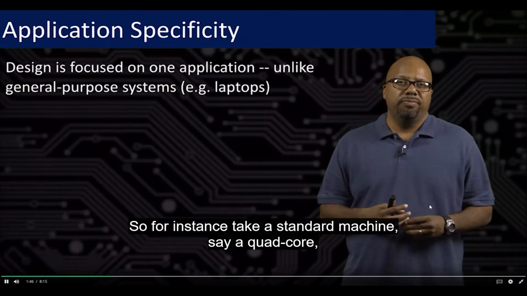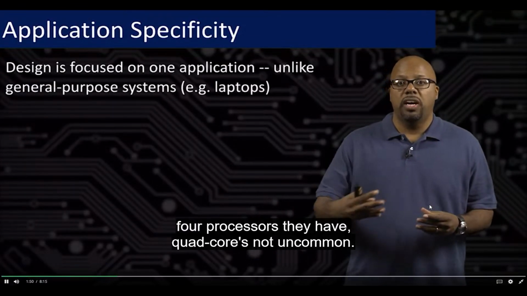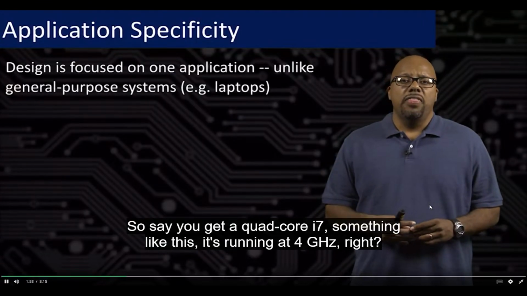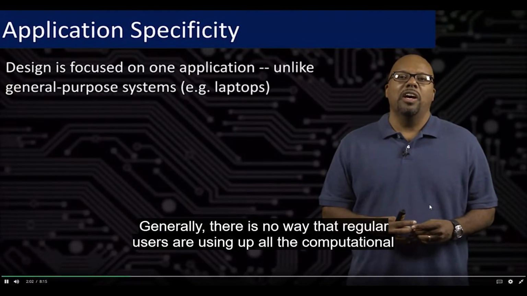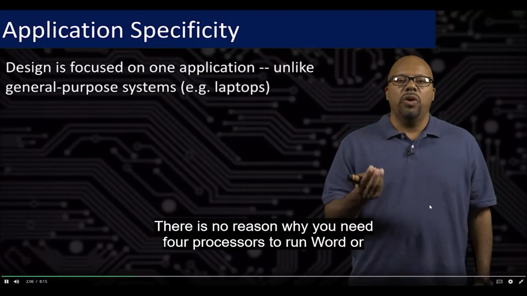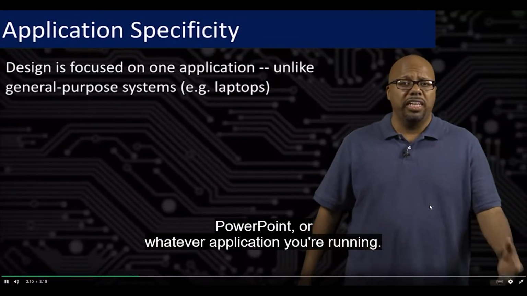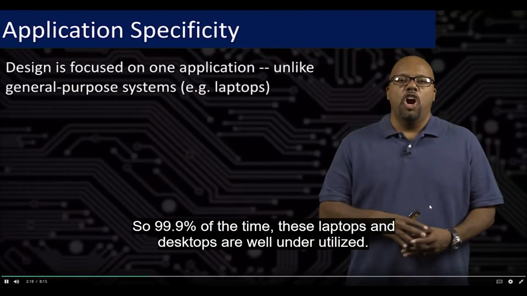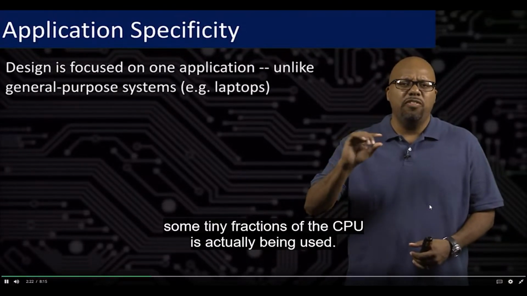So for instance, take your standard machine, say quad core, right? 4 processors. Quad core is not uncommon. So you get a quad core i7, something like this, running at 4 gigahertz. Generally, there's no way that regular users are using up all the computational potential of that machine. There's no reason why you need 4 processors to run Word or PowerPoint or whatever application you're running. You don't need 4 gigahertz to run these applications. So 99.9% of the time, these laptops and desktops are well underutilized. 1% of CPU, some tiny fraction of the CPU is actually being used.